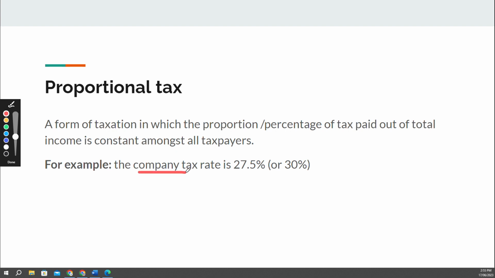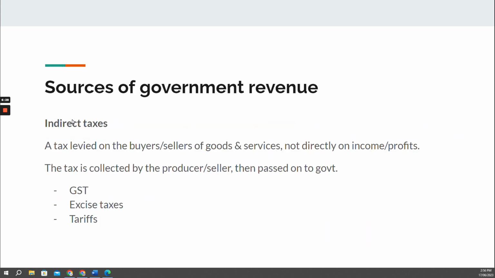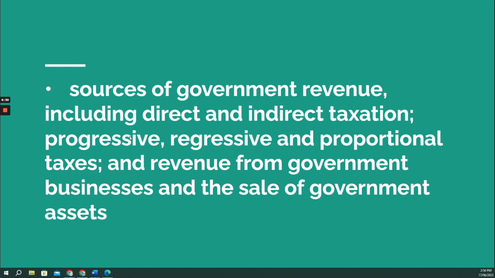In Australia, the best example is the company tax rate. So whether you earn $1 profit or you earn $1 billion of profit, both these companies pay a tax rate of 27.5% in Australia. Okay, a flat tax rate. The percentage doesn't change as the profit changes. All right, so this video was all about where the government sources its revenues from. In the next video, we'll go into expenses, what they spend it on.